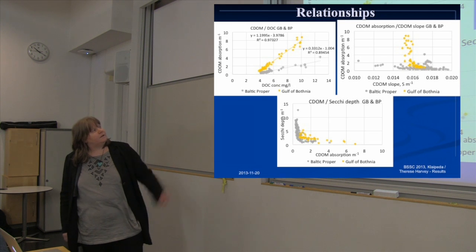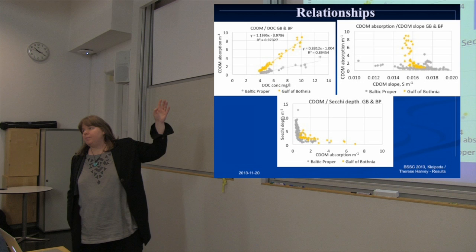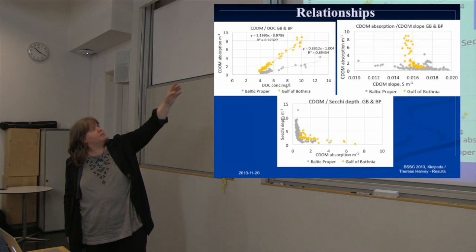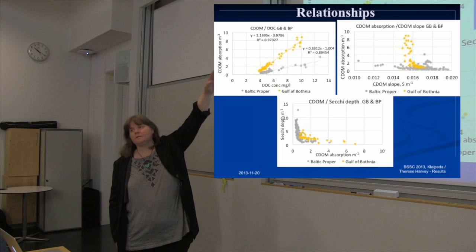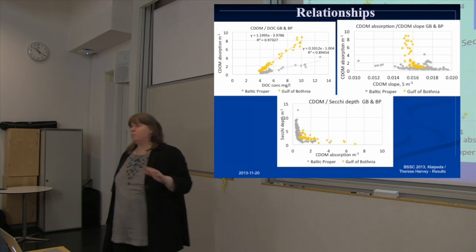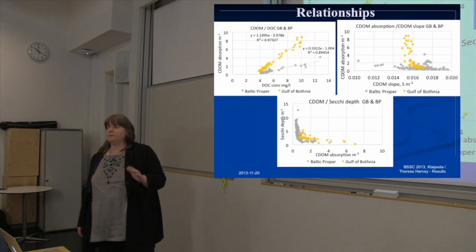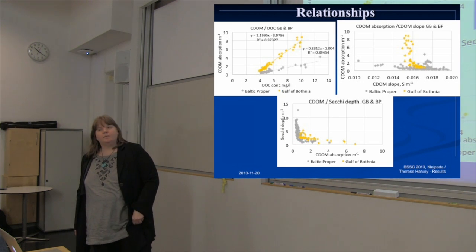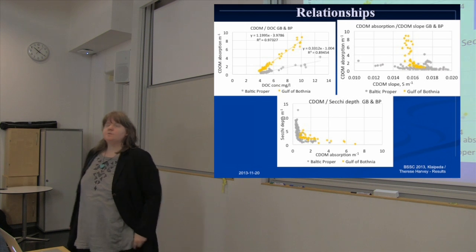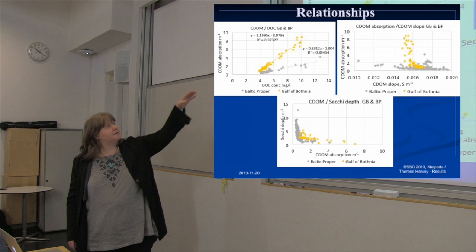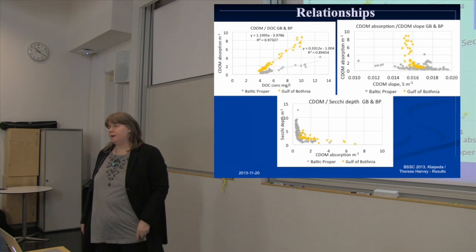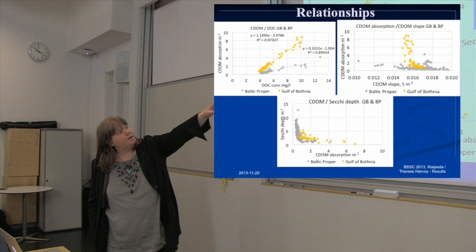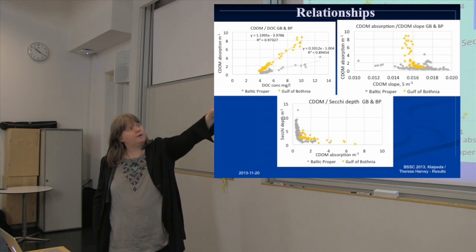Basically, we can find that the colored part of the dissolved organic carbon is much higher in the Gulf of Bothnia. These are the yellow points. So the chromophoric part of DOC is much higher in the Gulf of Bothnia, and we found that for the Åland Sea and for the Baltic proper we could actually pull the data together, but we have different relationships for the different basins. Then we can also look at the slope factor for CDOM.